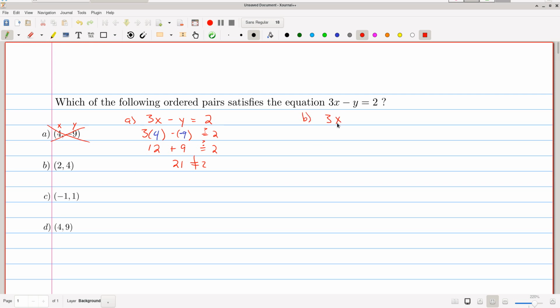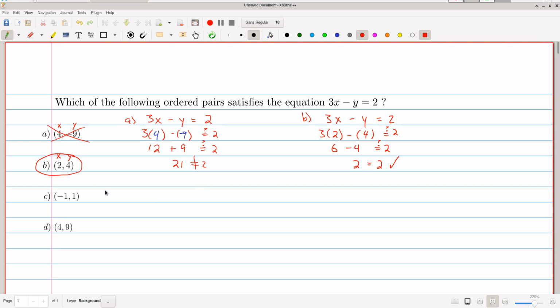Again, I'm going to start by copying the equation, 3x minus y equals 2. And we're going to replace our x with 2 and replace y with 4. And we want to know, does this equal 2? 3 times 2 is 6, subtract 4. And 6 subtract 4 is 2, so we know that yes, this does check. So B is a correct answer. 2, 4 does satisfy the equation.